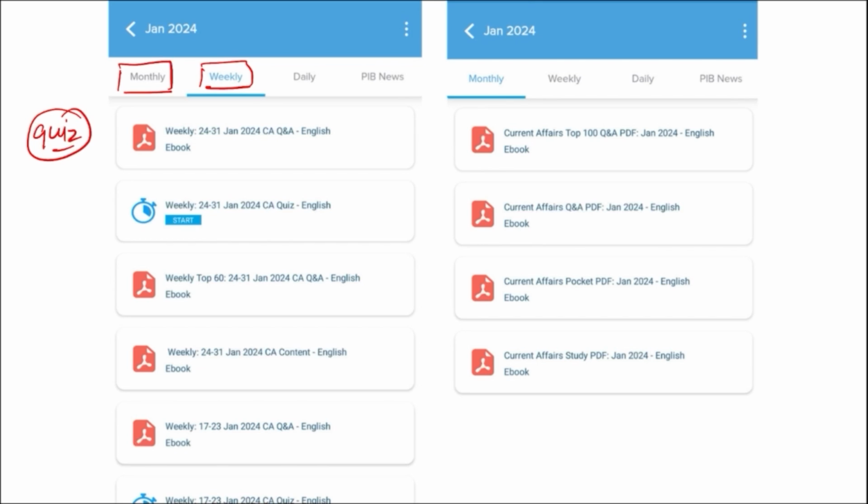Similarly for the monthly content, the PDFs are very important. They provide you insights into various topics, and we also provide you the quiz of monthly questions that are very important for learning.